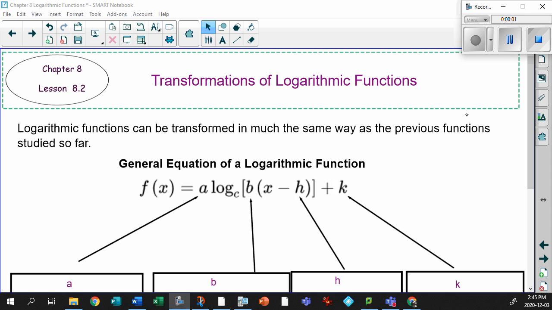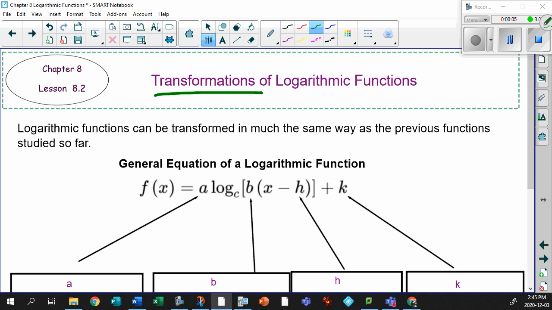Look at that. Transformations. Yes, they are back, and they're back with a vengeance. Why? Because you could do transformations to logarithmic, listen to this word, functions. Yes, it's a function, so you can transform it. But do we have to learn a whole brand new thing?